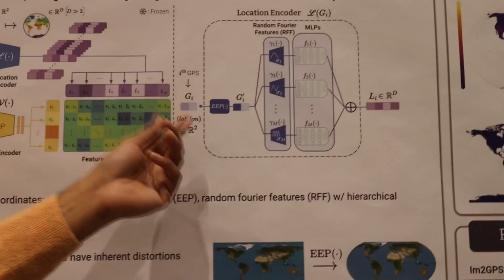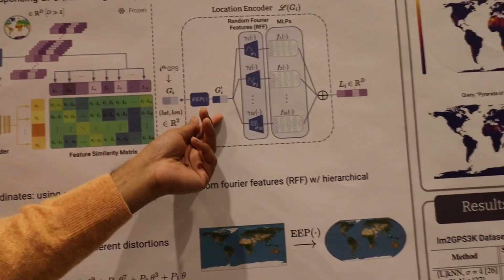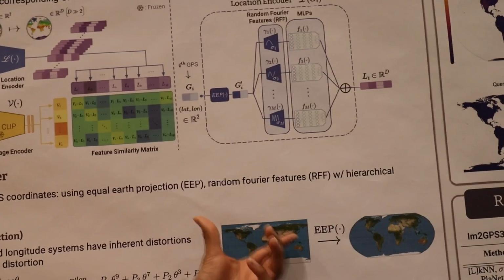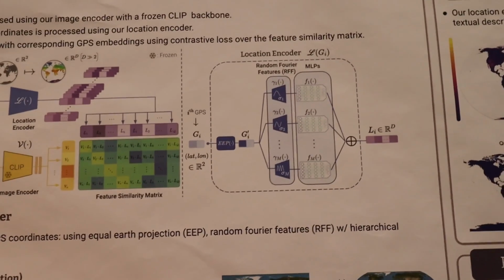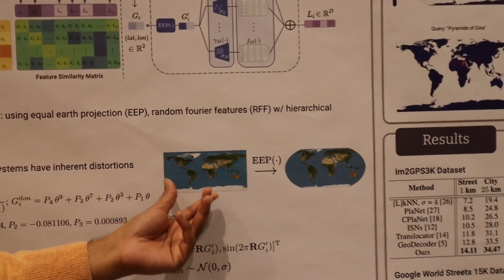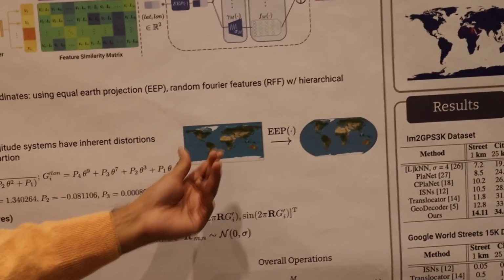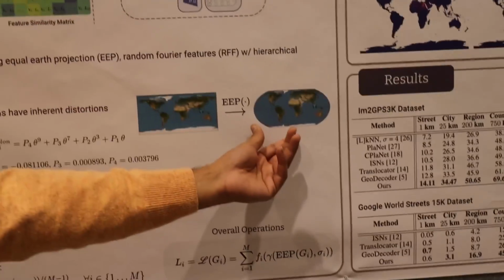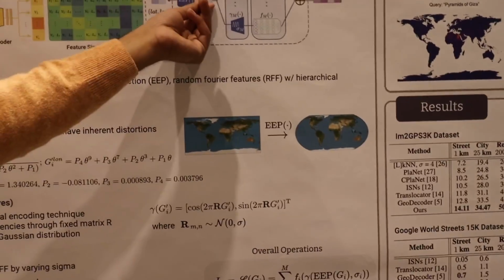So let's say this is the GPS coordinates. We first pass it to the Equal Earth projection. Normal GPS coordinates, traditional lat-long, have inherent distortions. Some countries are overrepresented, some countries are less represented near the polar regions and so on and so forth. So we do a better representation, an equal representation. Then after this it is again 2D only.